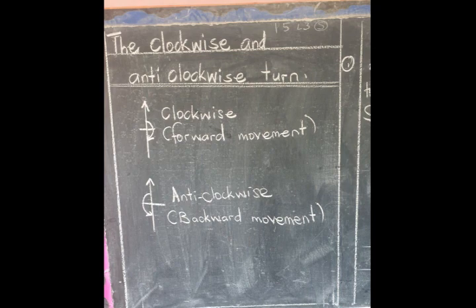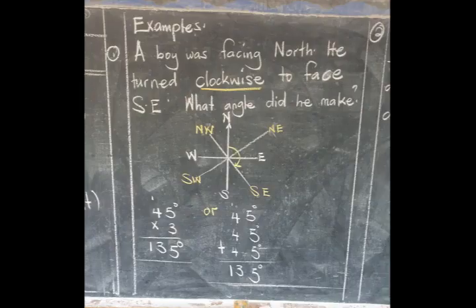In looking at these two, we are going to put them in day-to-day life. So the two examples that we're going to have today are going to emphasize the clockwise and anti-clockwise movement in day-to-day life. For example, example number 1 says, a boy was facing the north. He turned clockwise to face southeast. What angle did he make?